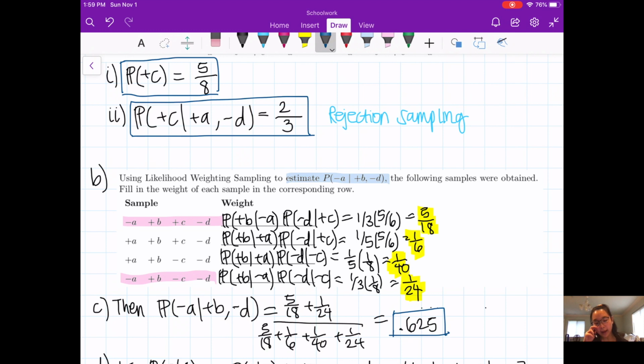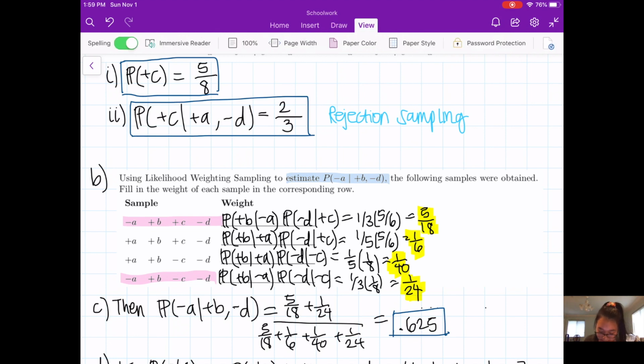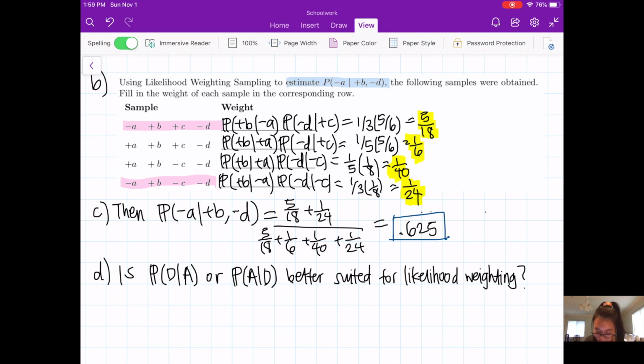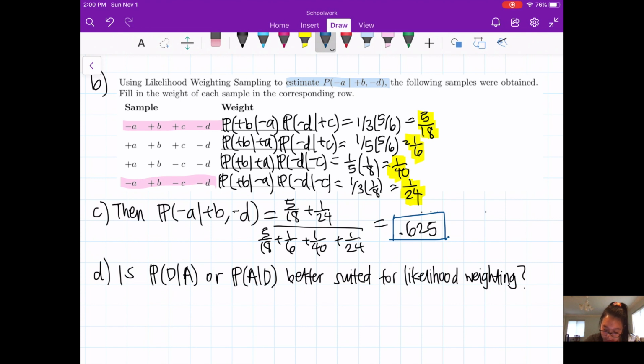Cool. So then that means likelihood weighting kind of now has two steps. First, you need to find all the weights and then use those weight values in order to estimate the actual probability. And then looking at part D, the question is whether probability of D given A or probability of A given D is better suited for likelihood weighting, and the solution is going to be that probability of D given A is better.